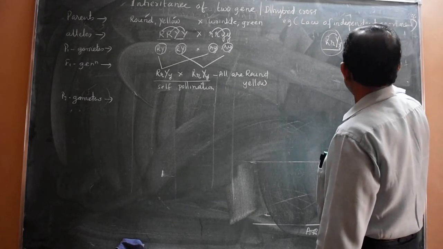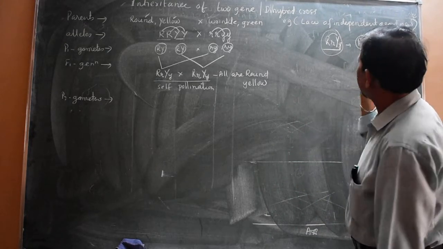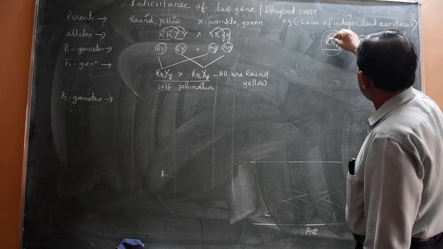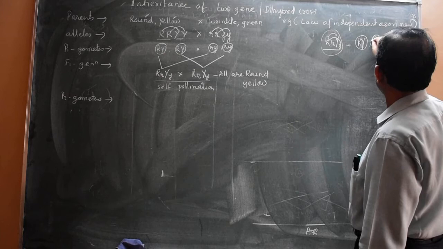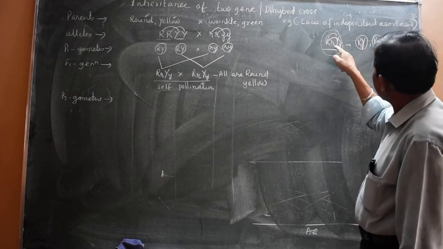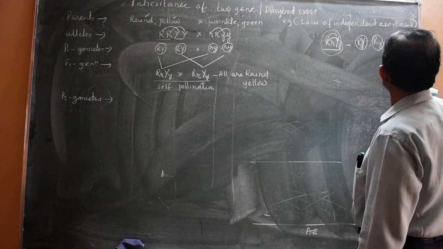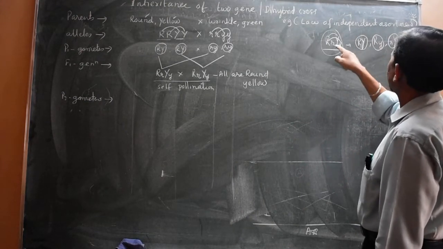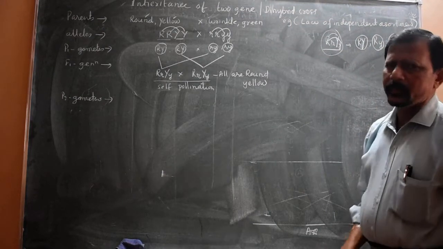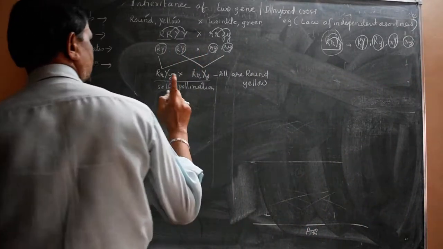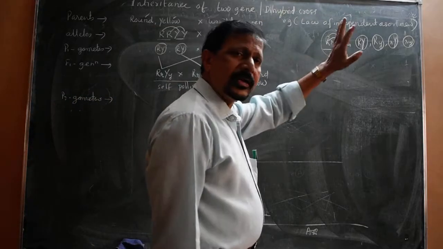Capital R, capital Y is one type of gamete. Then capital R, small y is another type of gamete. Then small r, capital Y, and then small r, small y. So totally how many types of gamete did you get? Totally you got four types of gamete, since this plant is heterozygous.